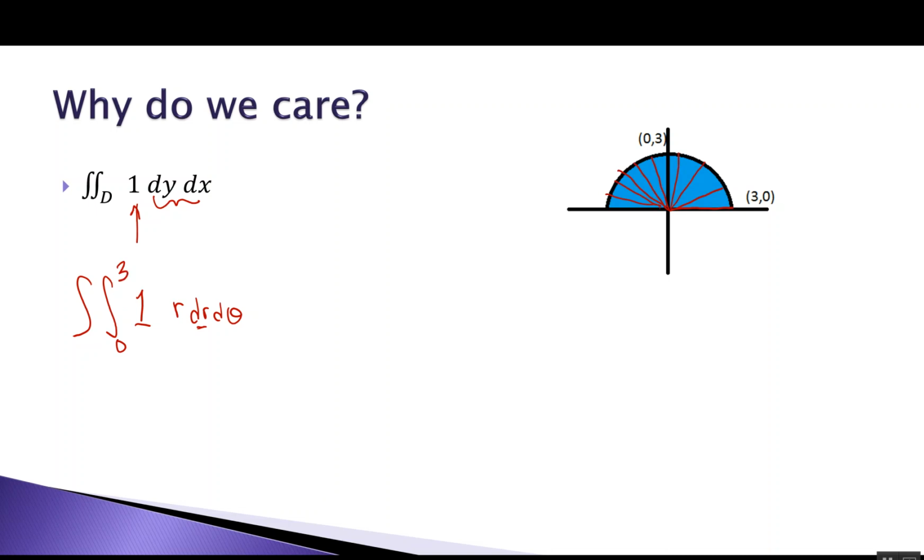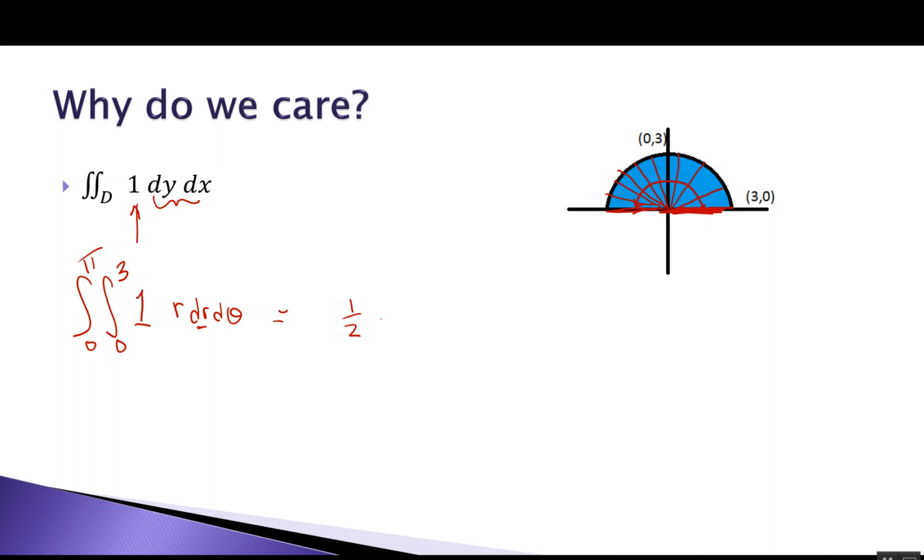Okay, now I'll look at my d theta. I think about where theta starts. Here's where theta starts in this shape, which is 0. And theta goes all the way around until I hit over here, and that is theta equals pi. And now, this is easy to calculate.